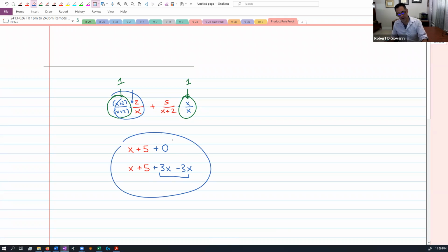This is a very advanced idea. Call this a hidden 0. This is a hidden 0. And it's used a lot in mathematical proofs. This right here was a hidden 1, which we do a lot. So with that in mind, let's talk about how we can prove the product rule.